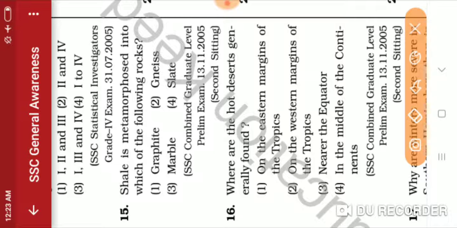Next question, question number 16. Where are the hot deserts generally found? Of course, hot deserts are in the western margin of the continents in the tropics, between the Tropic of Cancer and the Tropic of Capricorn.